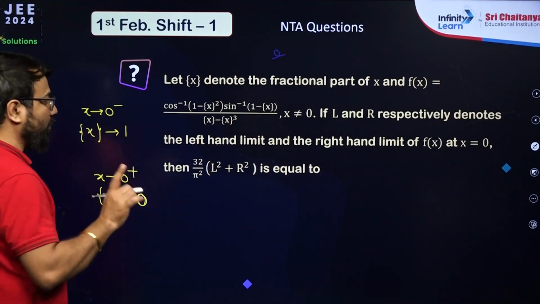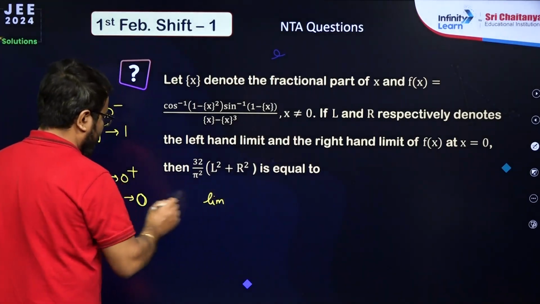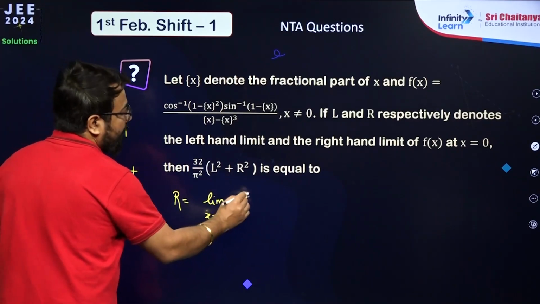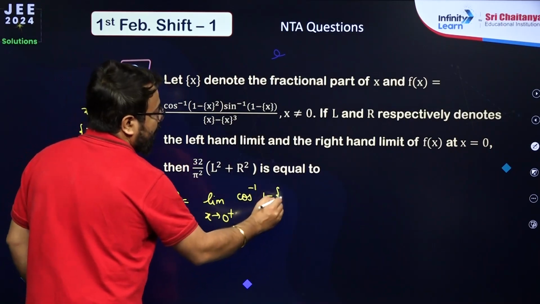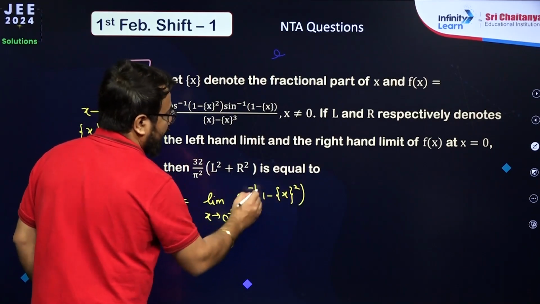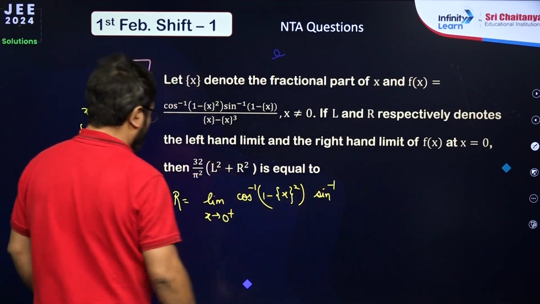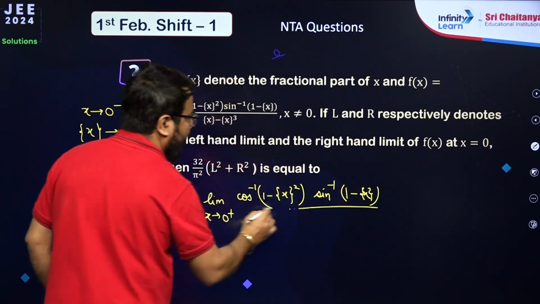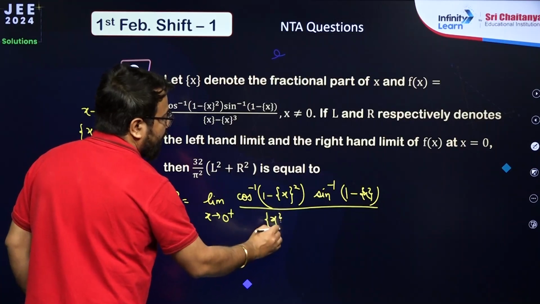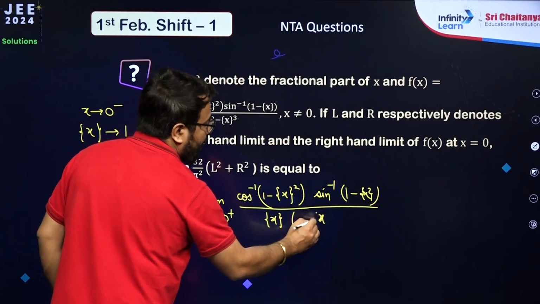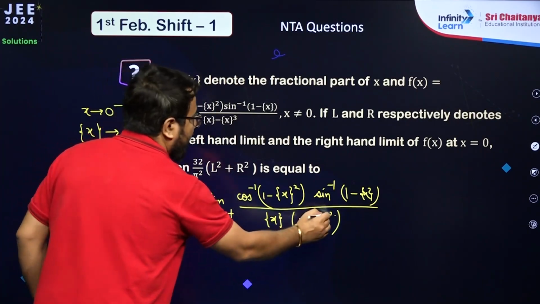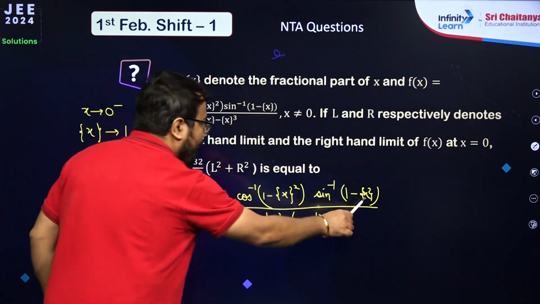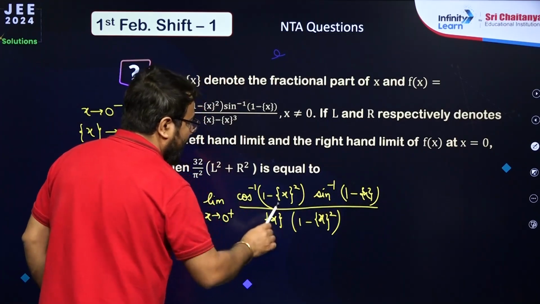Now let us start. Here I am starting with the R value, limit x tending towards 0 plus. So here it will be cos inverse of 1 minus fractional part of x square, and here we have sine inverse. Then it becomes 1 minus fractional part of x, whole divided by, I can take this fractional part of x common, I will be left with 1 minus fractional part of x square. Now I just want to tell you that the fractional part RHL will be equal to 0, so here I will be writing 0, here also 0, here also 0.